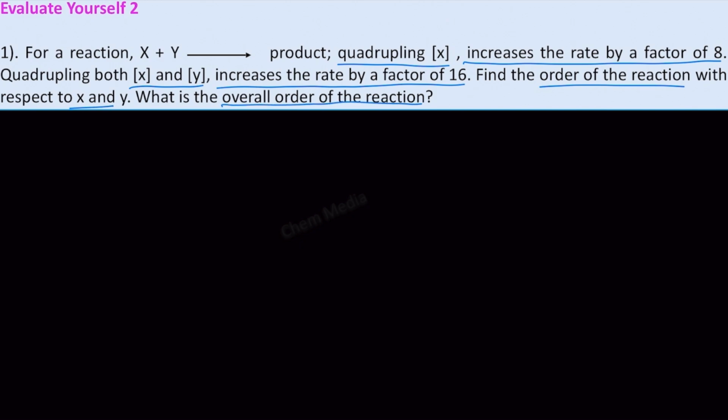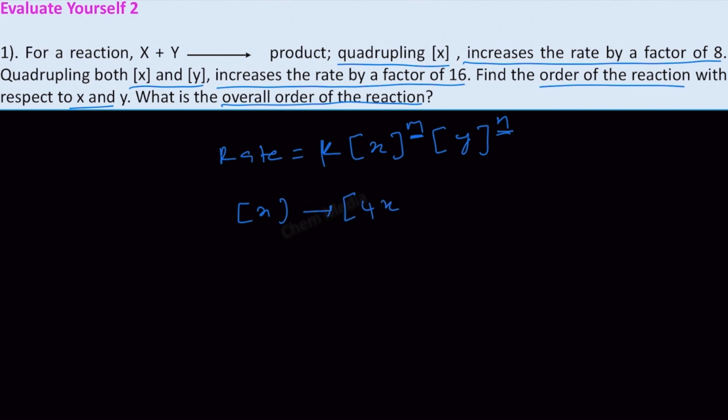At a first glance, this question appears a little tricky because they are asking us to find out two unknowns. The unknowns are in rate equal to rate constant k times x to the power m and y to the power n. This m and n are the unknowns. And what is the information given? When x is quadrupled, that is when it becomes 4x, the rate increases by a factor of 8. So that is one equation.